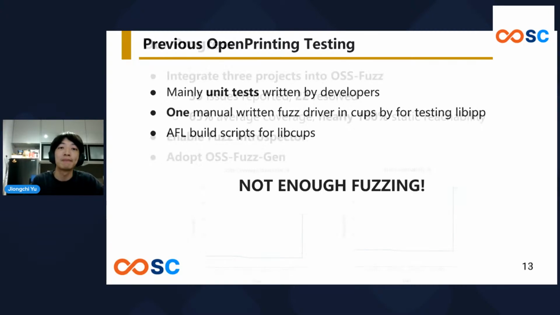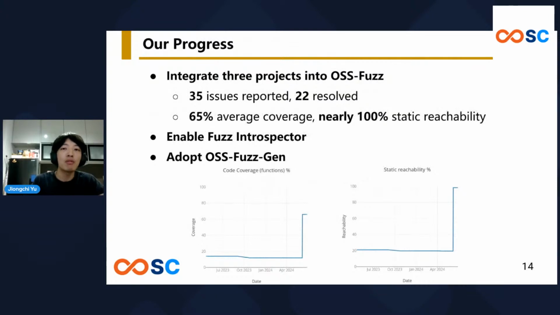So we can see that although there is great potential in fuzzing OpenPrinting projects, existing fuzz testing is far from enough. Then we chose to use OSS-Fuzz to fuzz OpenPrinting projects, with the support of OpenPrinting and Google. So the integrated projects have reported 35 issues, with 22 resolved bugs by 2024. So it's quite huge. It will not be the end of the whole integration process, but it already demonstrates this promising result.